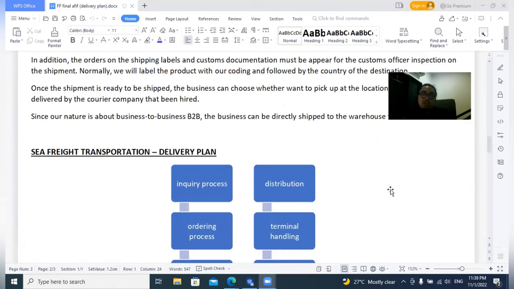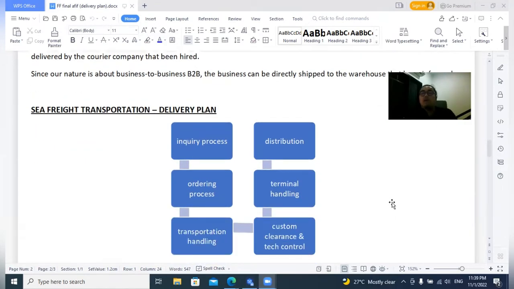We are using sea freight transportation as our delivery plan. The first process is the inquiry process, and the next one is the ordering process. This is where we deal with how many pieces, the price of the products, and the transportation handling to ensure the product arrives at the destination. Then customs clearance and inspection control, and then terminal handling. This is the crucial part, so that we can ensure the product is safe and can be delivered perfectly. And the last one is distribution.